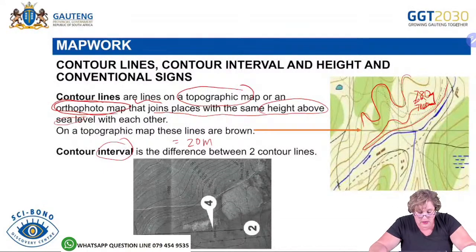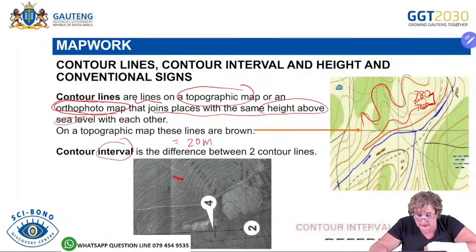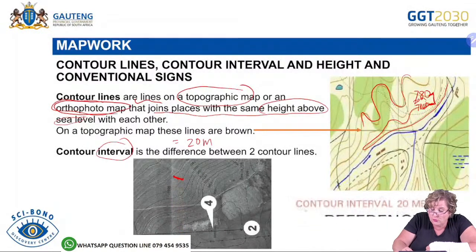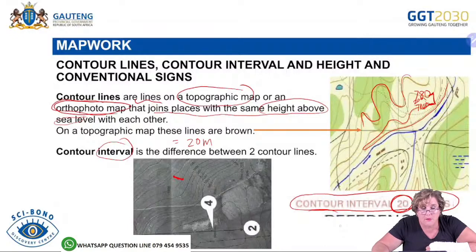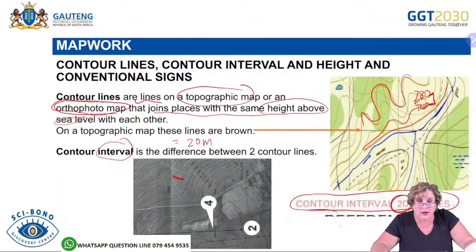Sometimes I can have, for example, an orthophoto map, and there the difference from one contour line to the other can sometimes be 5 meters or 10 meters. But most of the time, the contour interval is printed on the map. On the topographic map side it might be 20 meters, but it is also on the orthophoto map side. So when you receive your map in the map work task or the exam, first open up that map and try to find the words contour interval. Contour interval means the difference between two contour lines.